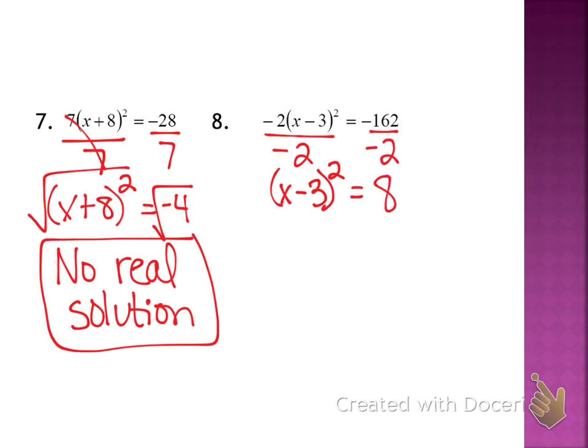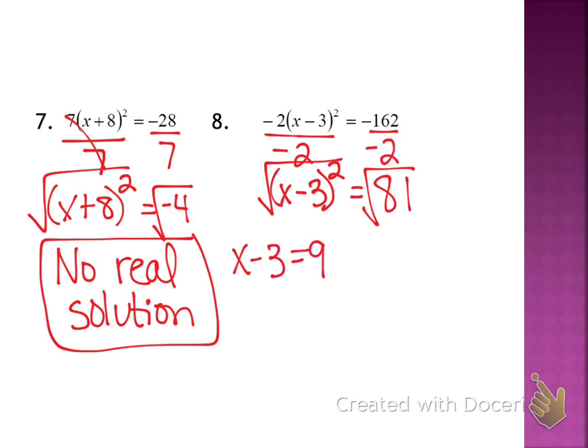Positive or negative? Positive 81, because we took a negative divided by a negative. So do not try to make the determination about no real solution until you're ready to square root, because sometimes your negatives go away. Now we are ready to square root. You've got to get rid of that squared. So what do we end up with?